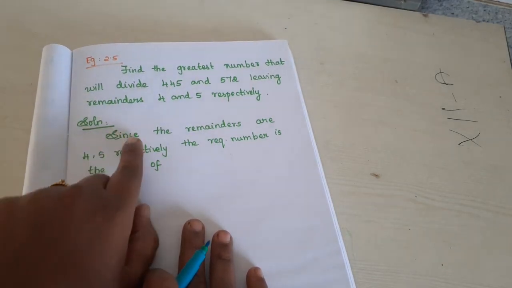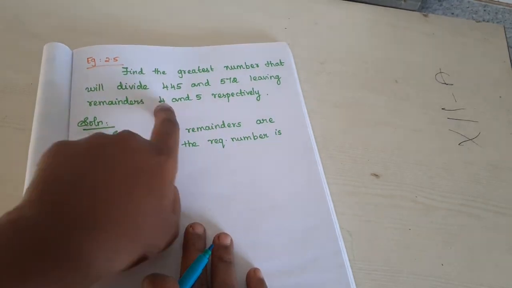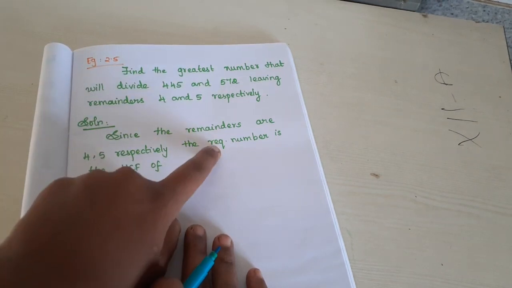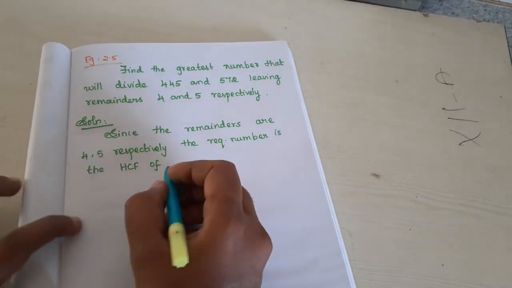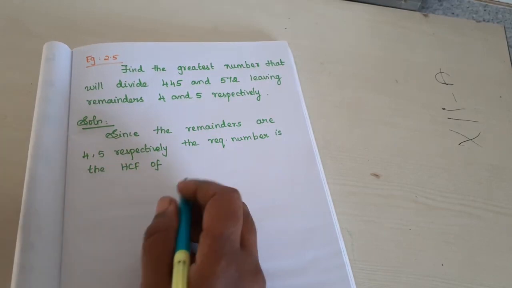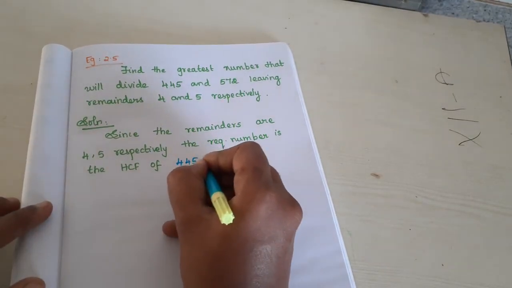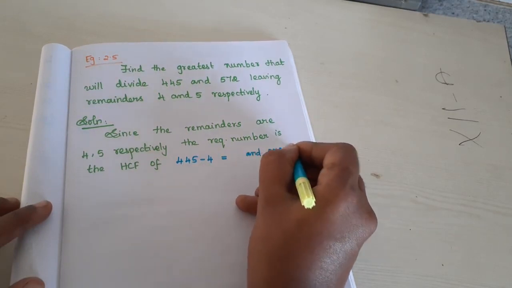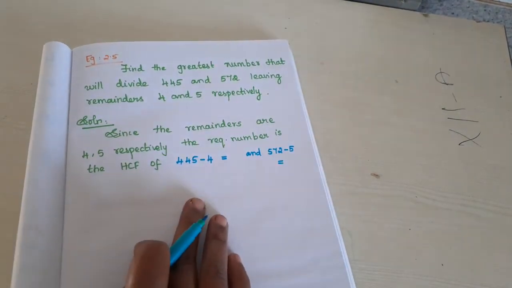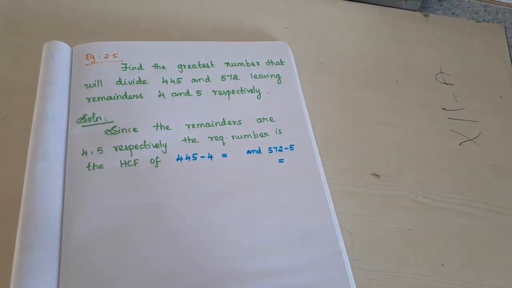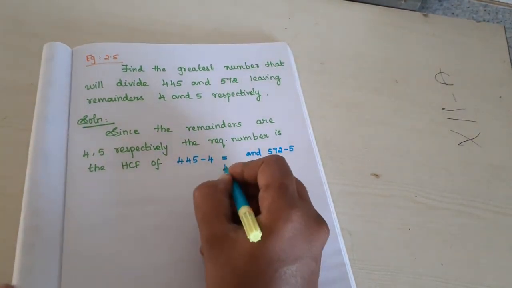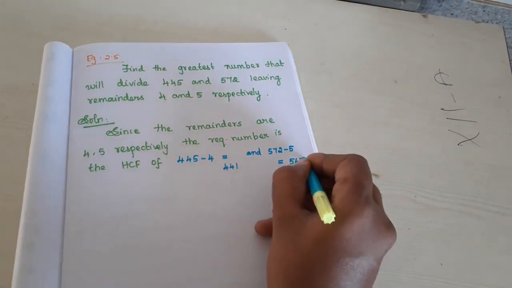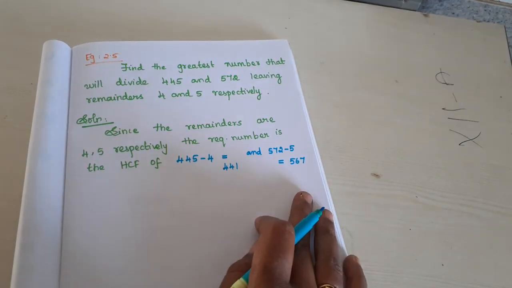That's all the concept. Since the remainders are 4 and 5, the required greatest number is the HCF of which two numbers? We need to eliminate the remainders first. So 445 minus 4 is equal to, and 572 minus 5 is equal to. Say the answers. 445 minus 4 is 441, and 572 minus 5 is 567. Then we need to find the HCF of these two numbers. That is the required answer.